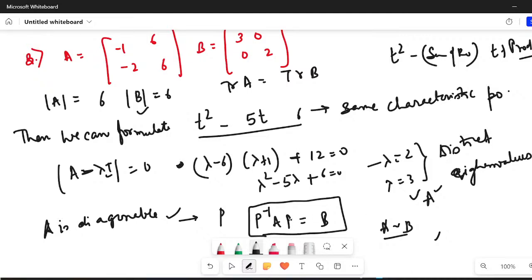And in order to find this P, I have already taught you the ways: you have to find the eigenvectors, then make a matrix out of that. But clearly A is diagonalizable. So if A is diagonalizable, then P inverse AP would exist indeed. So I can say that B would be similar to A, or A would be similar to B, isn't it?